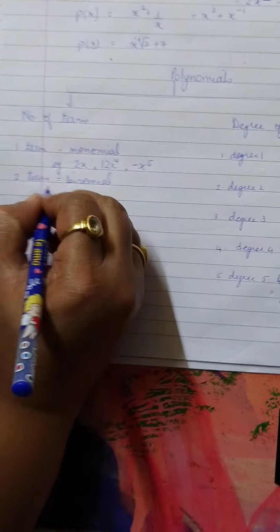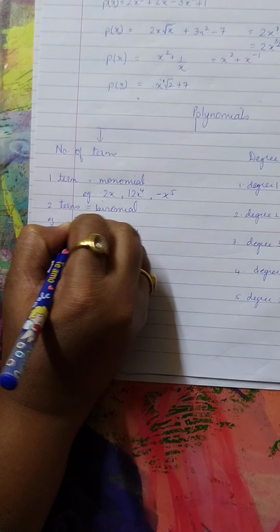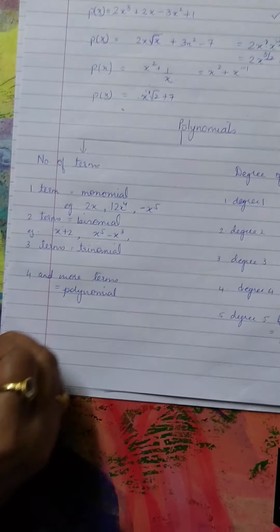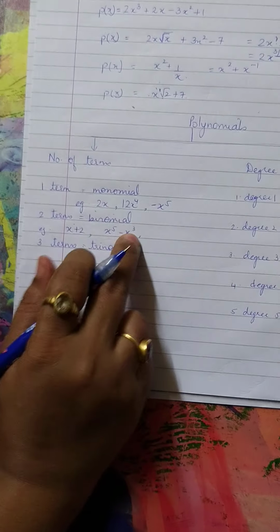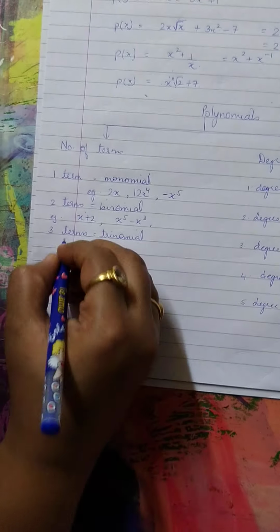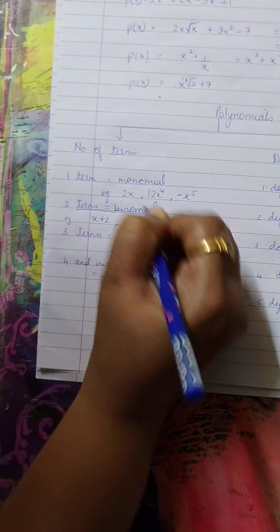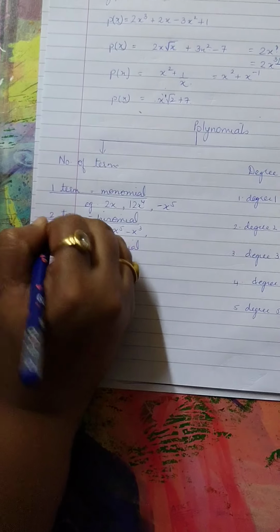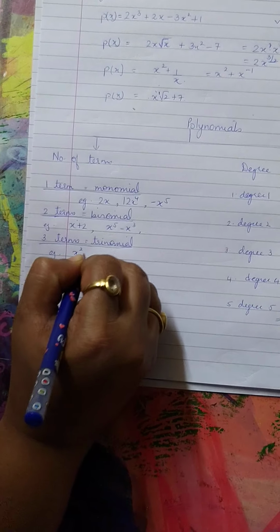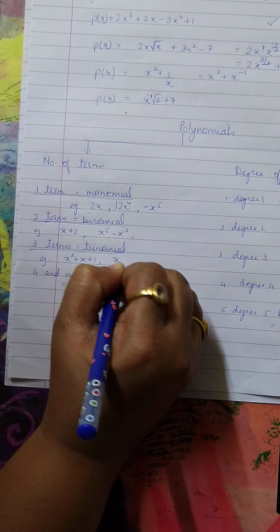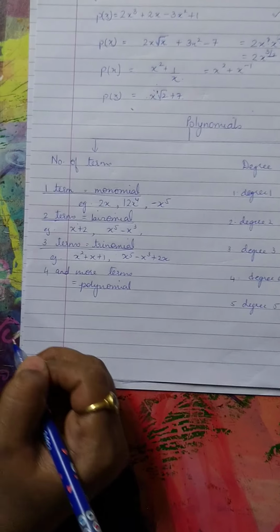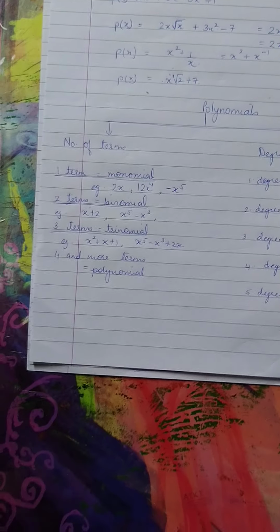If it has two terms, for example x plus 2, x raised to 5 minus x cube, etc., then what are these called? These are called binomials. There are two terms, so they are called binomials. Three terms: one term monomial, two terms binomial, three terms trinomial. Can you give me an example? x square plus x plus 1, x raised to 5 minus x cube plus 2x, right? All these are examples of trinomials.